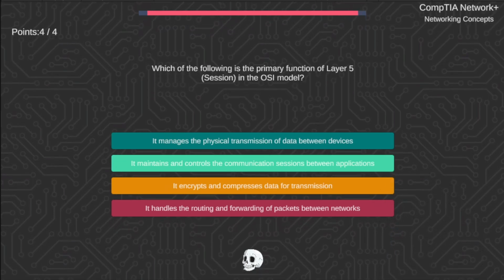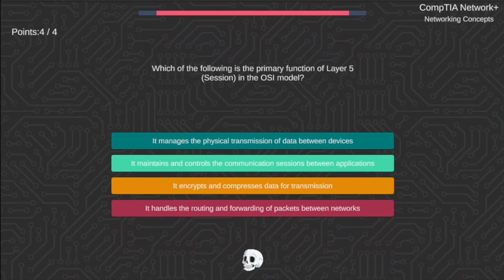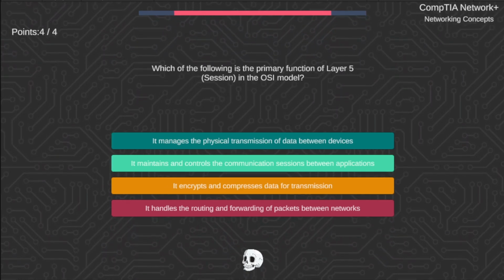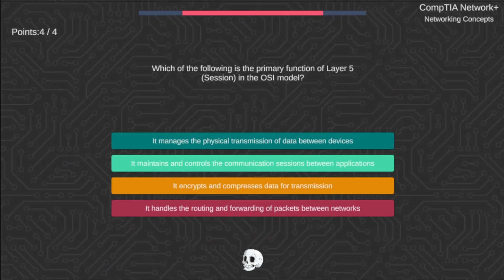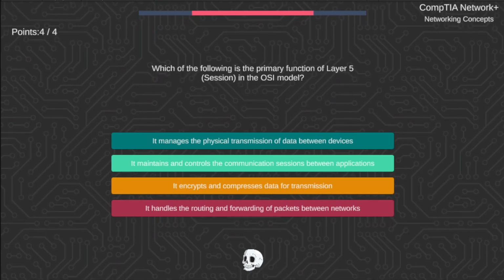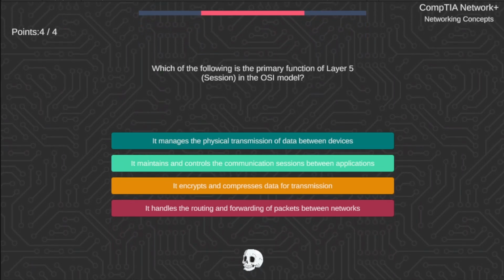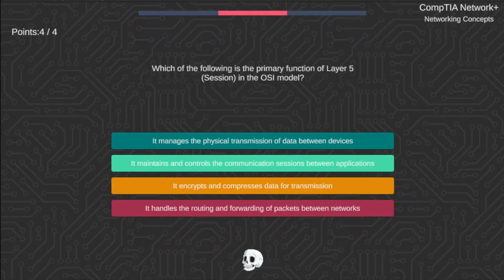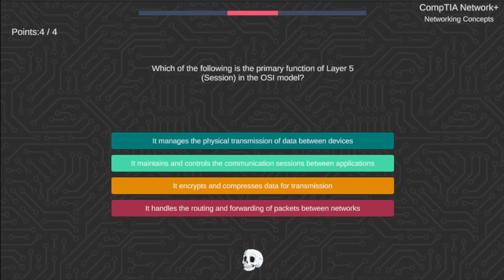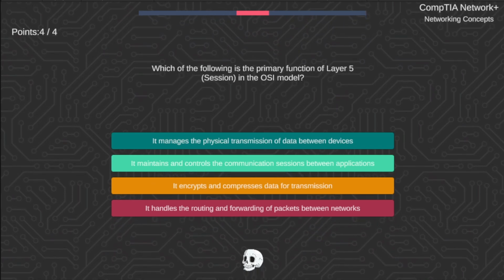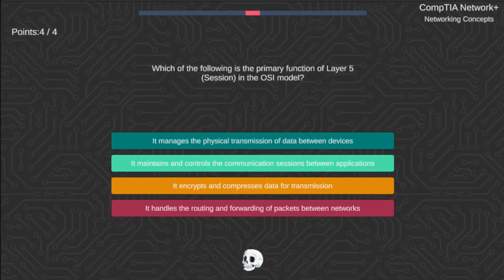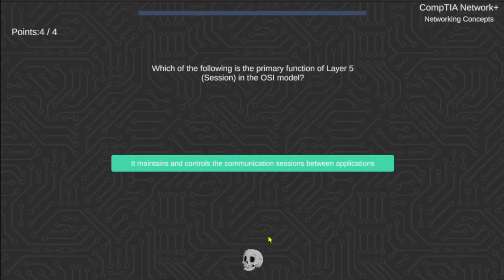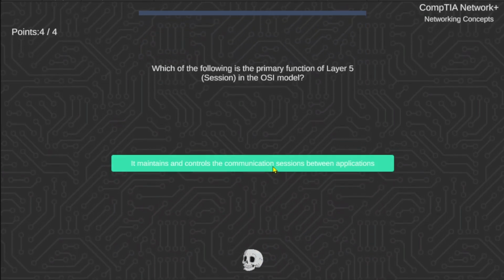Which of the following is the primary function of Layer 5 session in the OSI model? It manages the physical transmission of data between devices. It maintains and controls the communication sessions between applications. It encrypts and compresses data for transmission, or it handles the routing and forwarding of packets between networks. Layer 5 session. Primary function. Correct answer is it maintains and controls the communication sessions between applications.